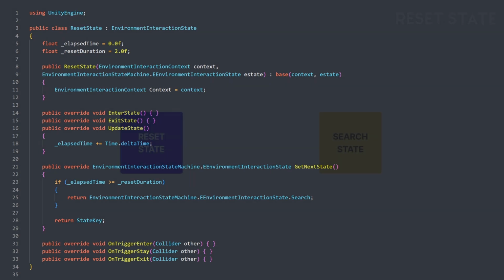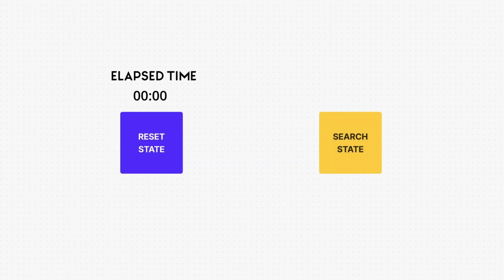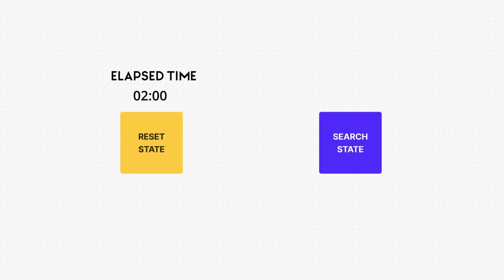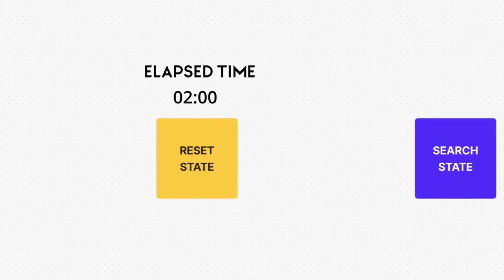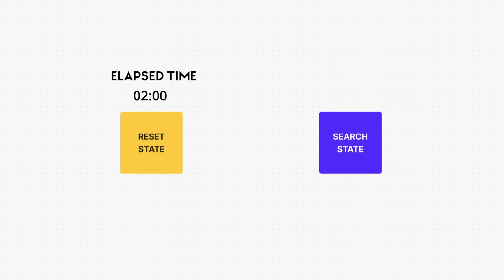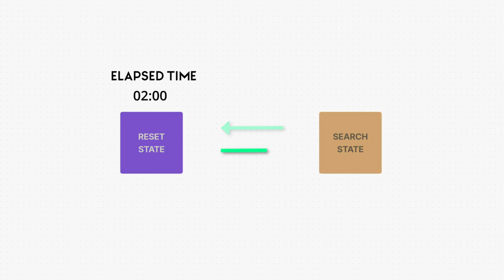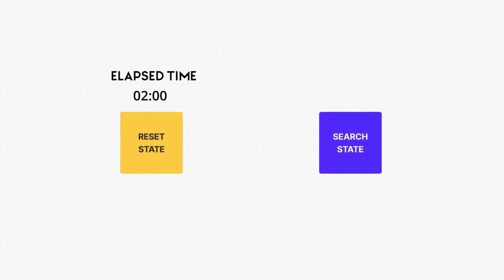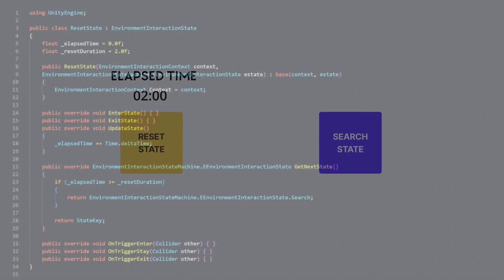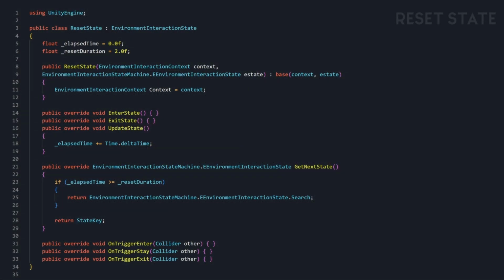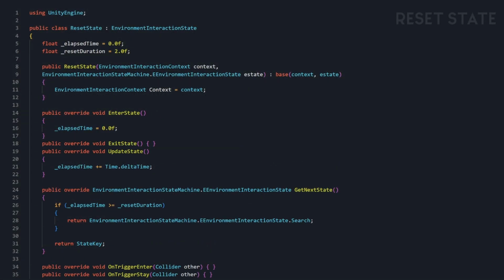Elapsed time starts with a default value of 0 the first time that the reset state is used. But when it passes the duration threshold and switches to the search state, the value of elapsed time remains greater than that duration. This means that when the state machine switches back to the reset state, it would immediately switch to the search state once again. To fix this, we can set the elapsed time back to 0 in enter state, ensuring that the timer starts over.